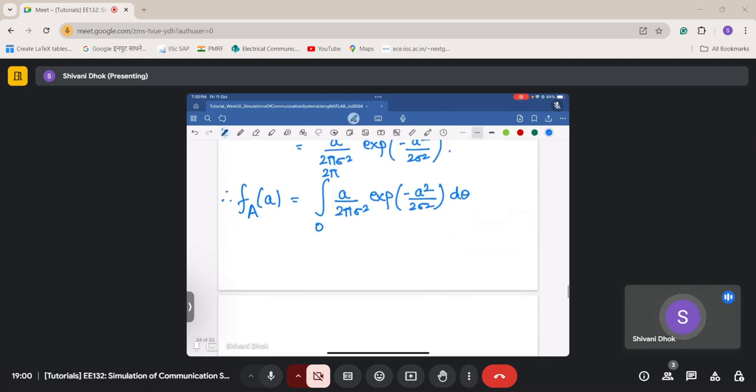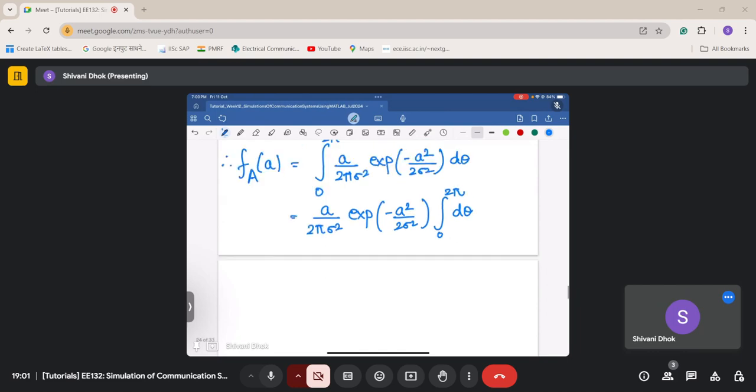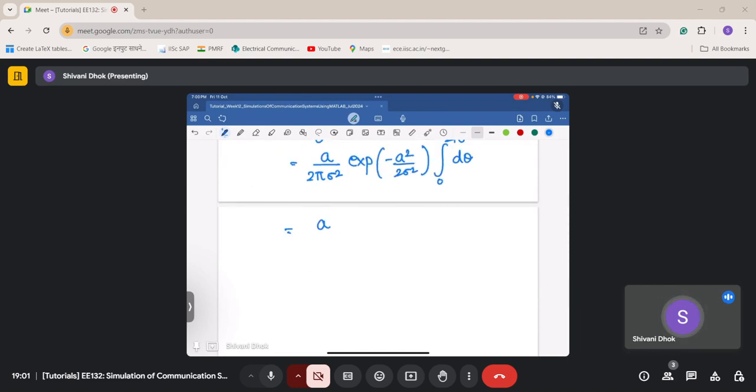So now everything is constant and I can take it outside. So this will be equal to a upon 2 pi sigma square integral, and this exponent can also come outside, e power minus a square by 2 sigma square, integral 0 to 2 pi d theta. So this comes out to be equal to a upon 2 pi sigma square e power minus a square by 2 sigma square into 2 pi.